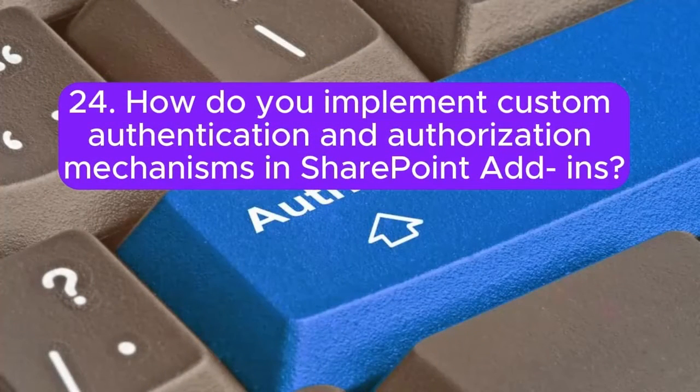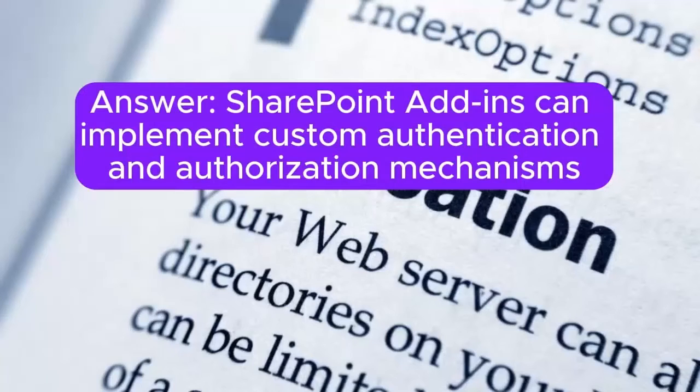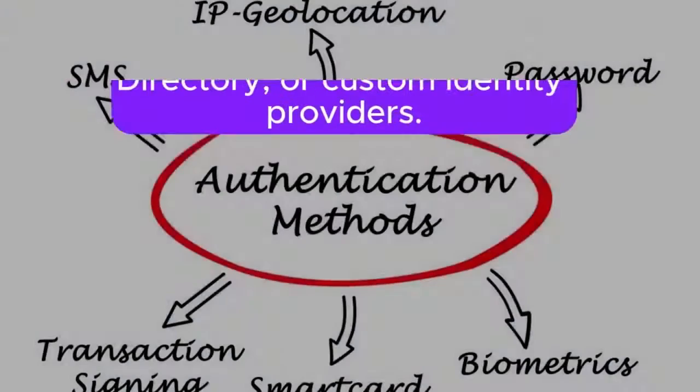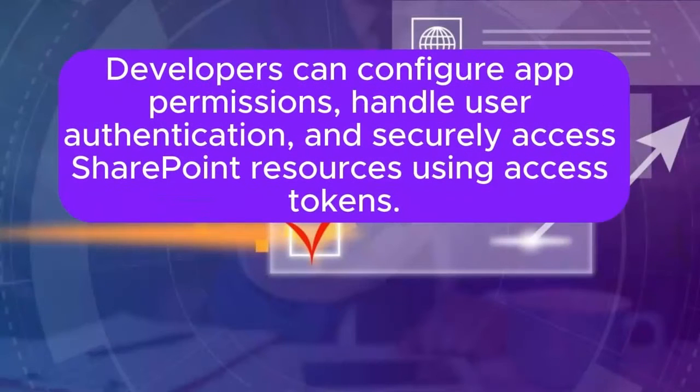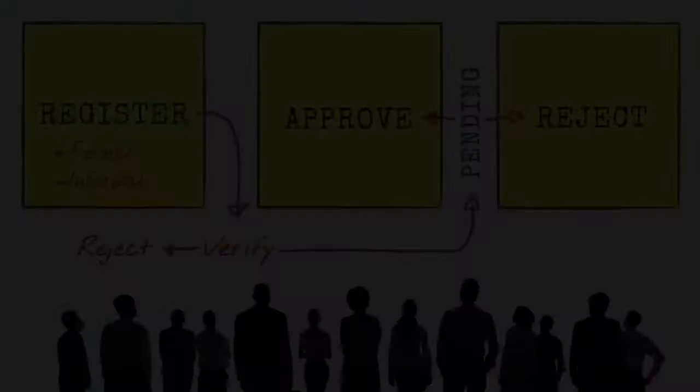24. How do you implement custom authentication and authorization mechanisms in SharePoint add-ins? Answer: SharePoint add-ins can implement custom authentication and authorization mechanisms. Using OAuth, Azure Active Directory, or custom identity providers, developers can configure app permissions, handle user authentication, and securely access SharePoint resources using access tokens.